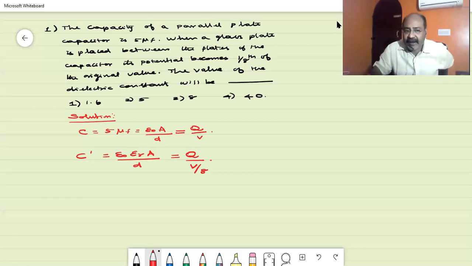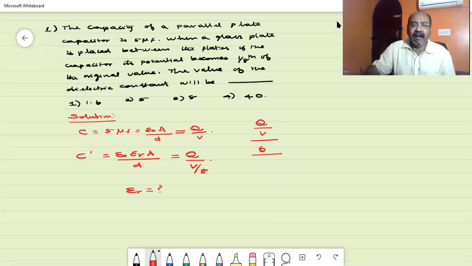You are asked to calculate the value of epsilon r. Now let us do one thing. Let us take a ratio between these two quantities. That is, Q divided by V, over Q divided by V divided by 8, is equal to epsilon 0 into A divided by D, whole divided by epsilon 0 into epsilon r into A divided by D.